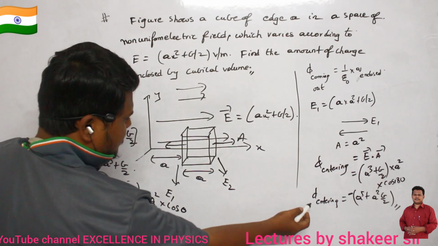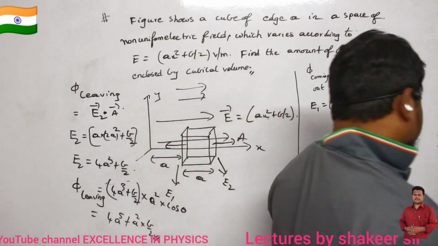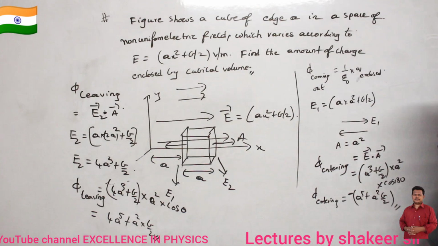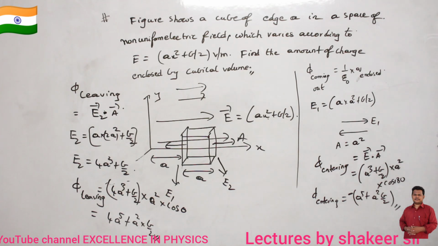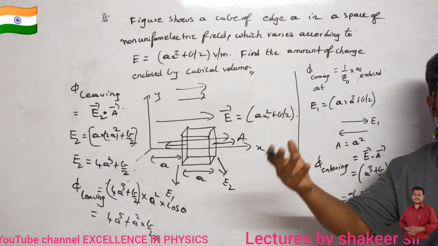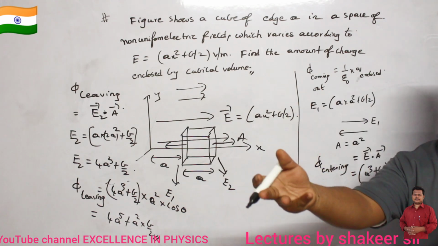So, flux entering is minus A power 5 plus A square into B by 2. Flux leaving is 4A power 5 plus A square into B by 2. Which one is greater, flux entering or flux leaving? Definitely flux leaving is greater, no? It means that, compared to the electric lines which are entering, flux leaving is greater.